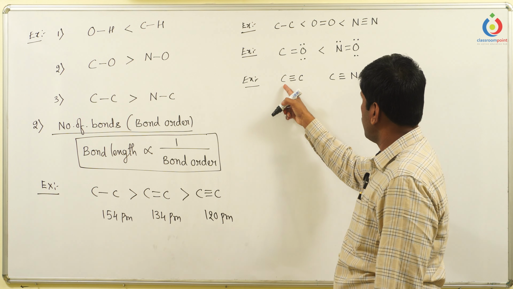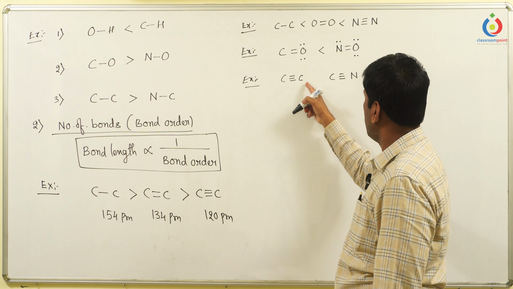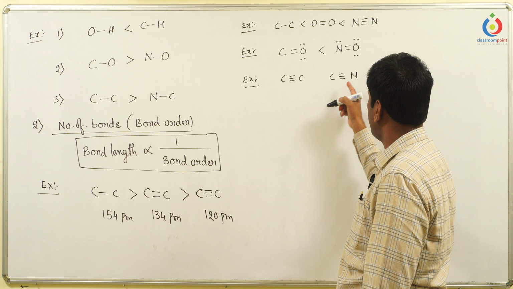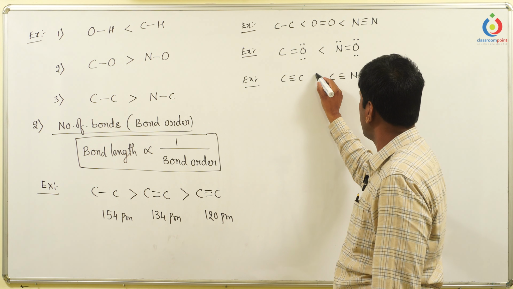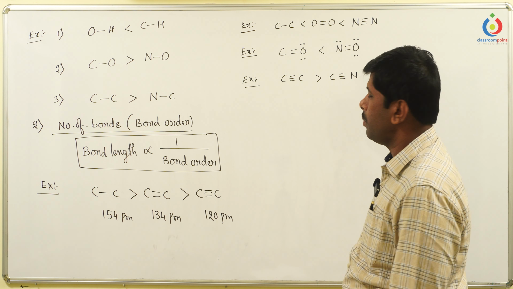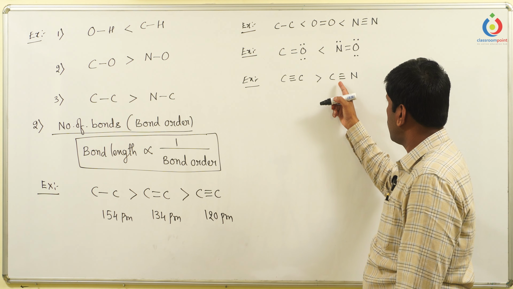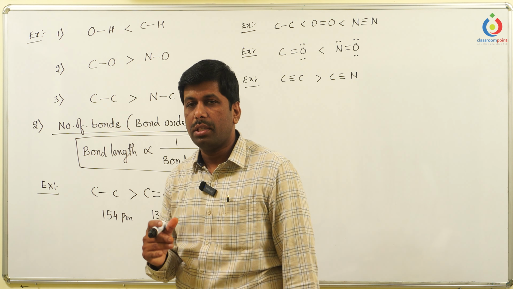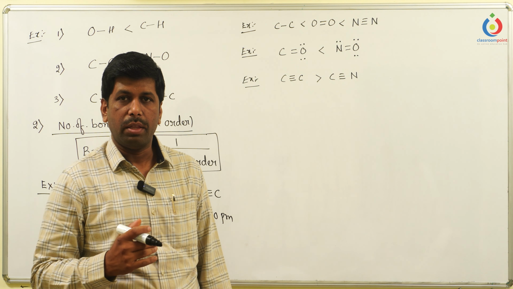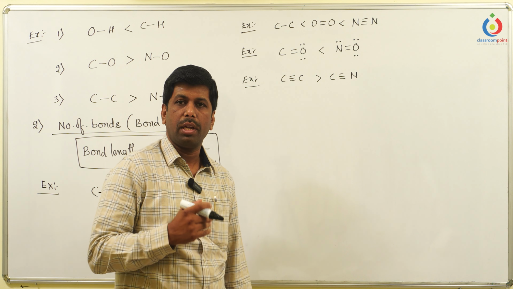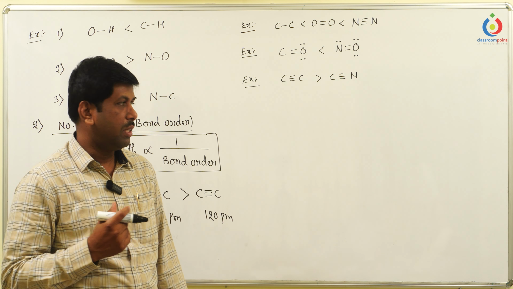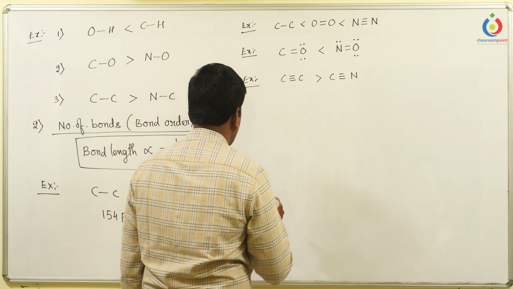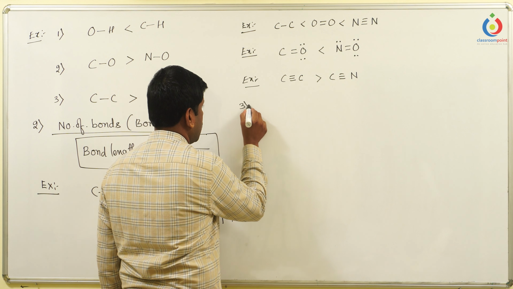So when you consider again, one of the carbon atoms is the same, and the other atom is carbon here, nitrogen here. The size of the atom matters again, so the carbon-carbon triple bond length is more than the carbon-nitrogen triple bond length. Like this, the bond orders influence the bond length. When the number of bonds increases, the bond length automatically decreases gradually.